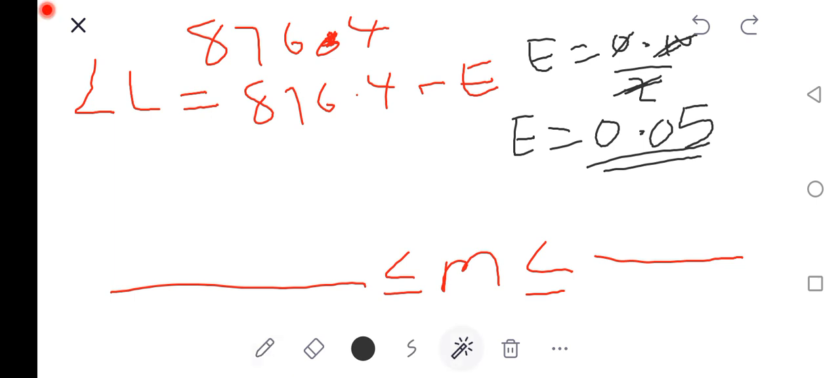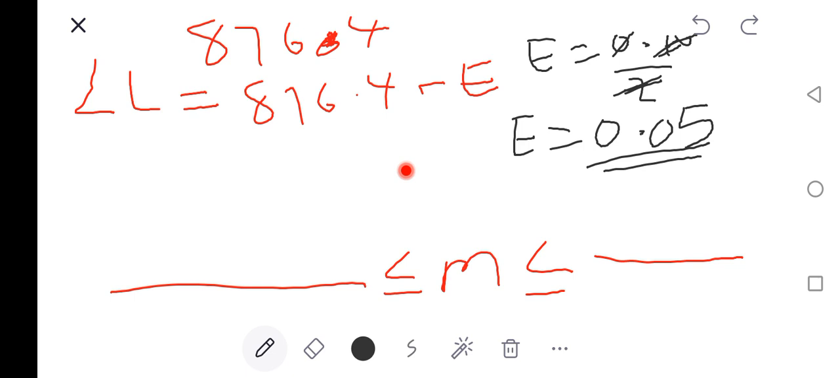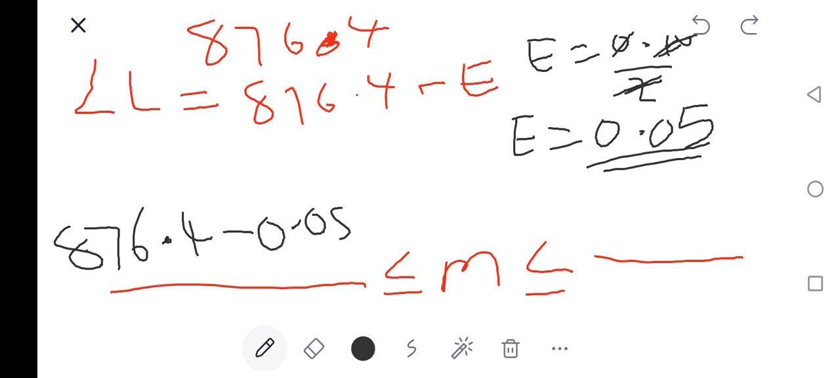Where did the 0.1 come from? From here. You've got 1 decimal, so you've got 0.1. If you've got 2 decimals, 0.01. Just like that. So here, ladies and gentlemen, on this side you have to say 876.4 minus 0.05. On the other side, you have to add, because it's the upper limit, 876.4 plus 0.05.